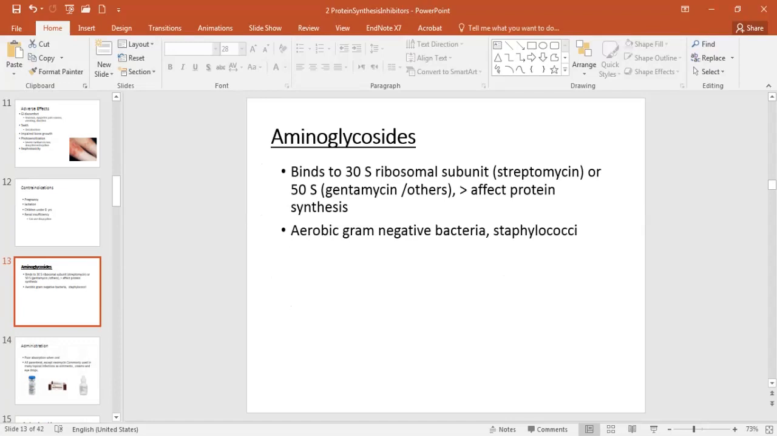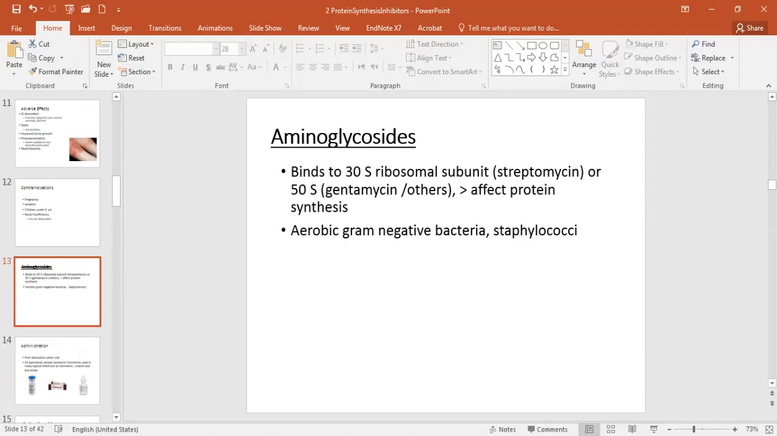Now we come to the next topic, which is aminoglycosides. It binds to the 30S ribosomal subunit, or the 50S subunit, especially gentamicin and others. Of course, we are talking about the 30S or 50S ribosomal subunit, we mean bacterial ribosome.